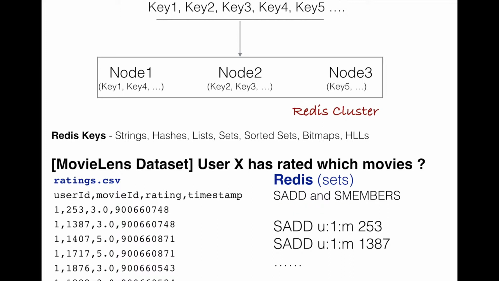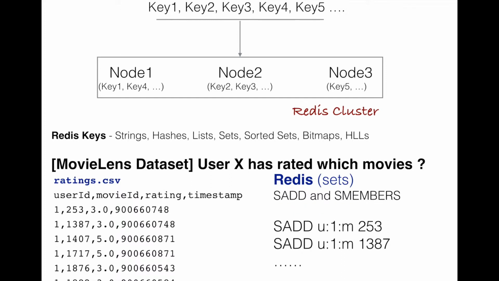This cluster has 3 nodes, and when I add keys, Redis decides based on hashing algorithm which keys belong to which node. Redis supports multiple data structures for keys like strings, hashes, lists, sets, sorted sets, bitmaps, and HyperLogLogs. For the demo, we will use movie length dataset and Redis sets.